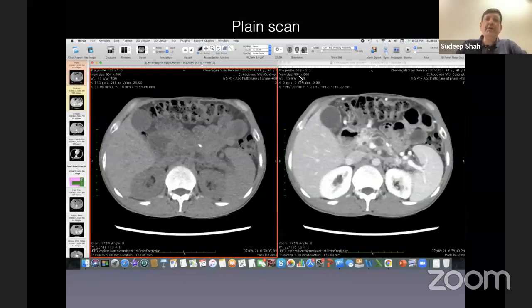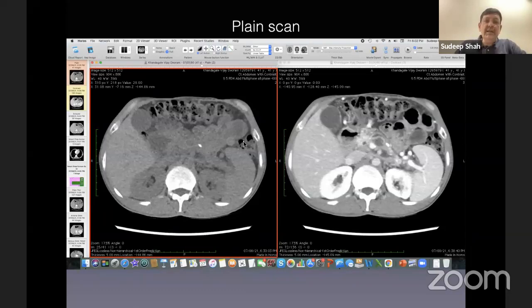So what is the value of a plain scan? A plain scan gives you a basic idea of calcification within tissue. So on the right, as you can see, this is the contrast scan. In this patient, you can see splenic vein thrombosis, lots of collaterals, the multiple vessels around the pancreas. This could very well be mistaken for another vessel, unless you had a plain scan where you can clearly see that this is a calculus within the main pancreatic duct. So to look for calcifications within the tissue, the plain scan is excellent.